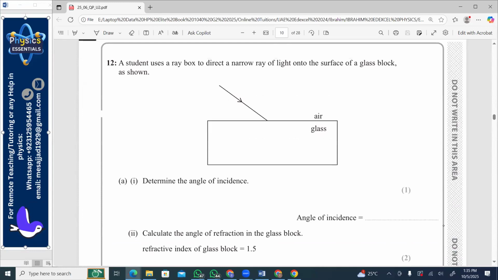A student uses a ray box to direct narrow ray of light onto the surface of a glass block. Determine the angle of incidence. So in order to find out the angle of incidence, you just need your protractor. Okay. And using your protractor, first of all, you will make a perpendicular line here like this. Okay. And just place your protractor here like this. This will be your 0.